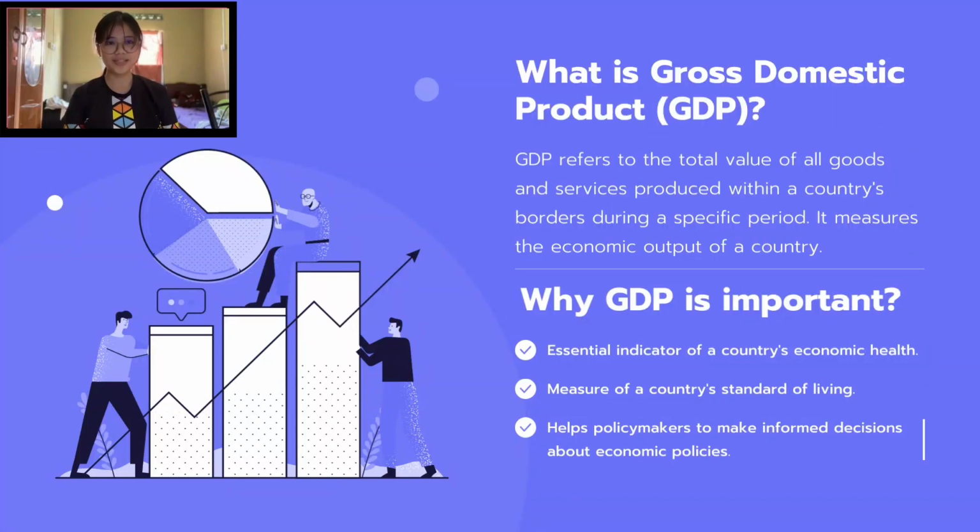What is gross domestic product or GDP? GDP refers to the total value of all goods and services produced within a country's borders during a specific period. It measures the economic output of a country.